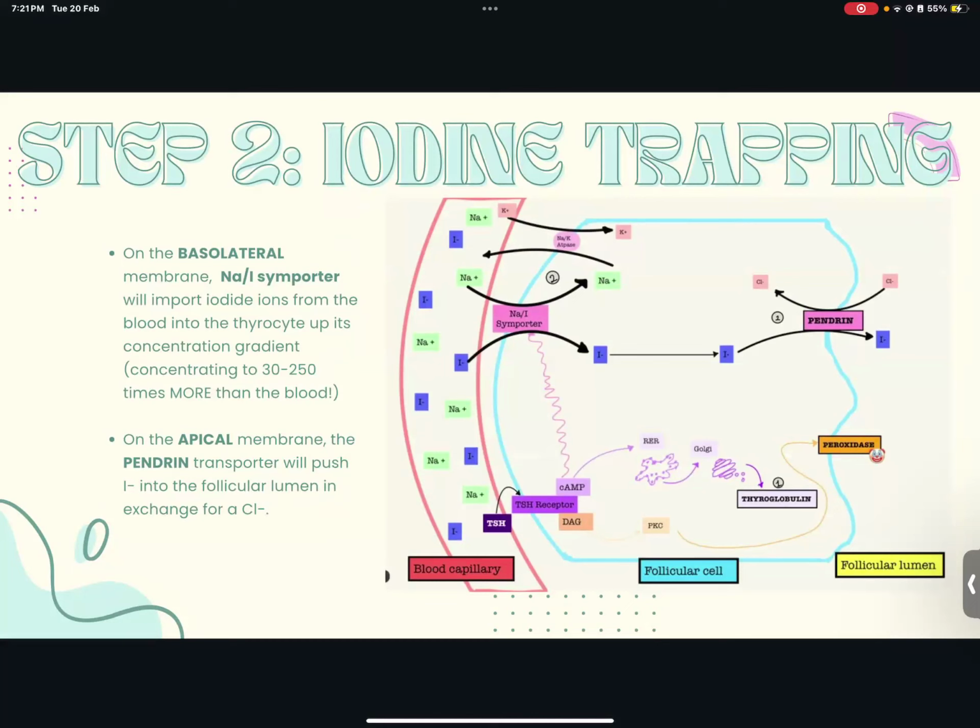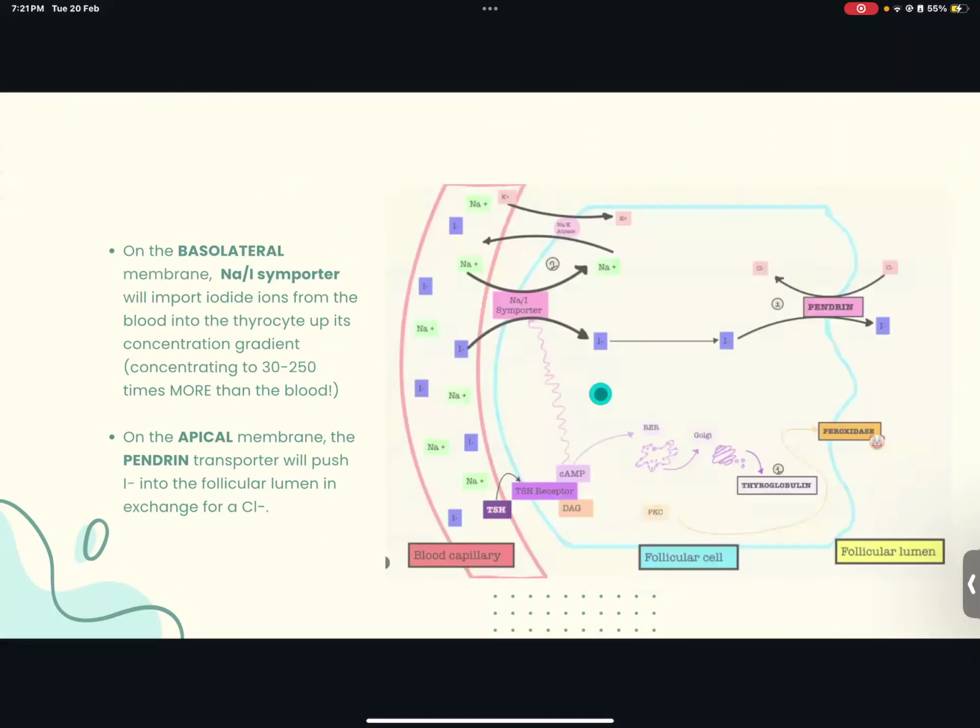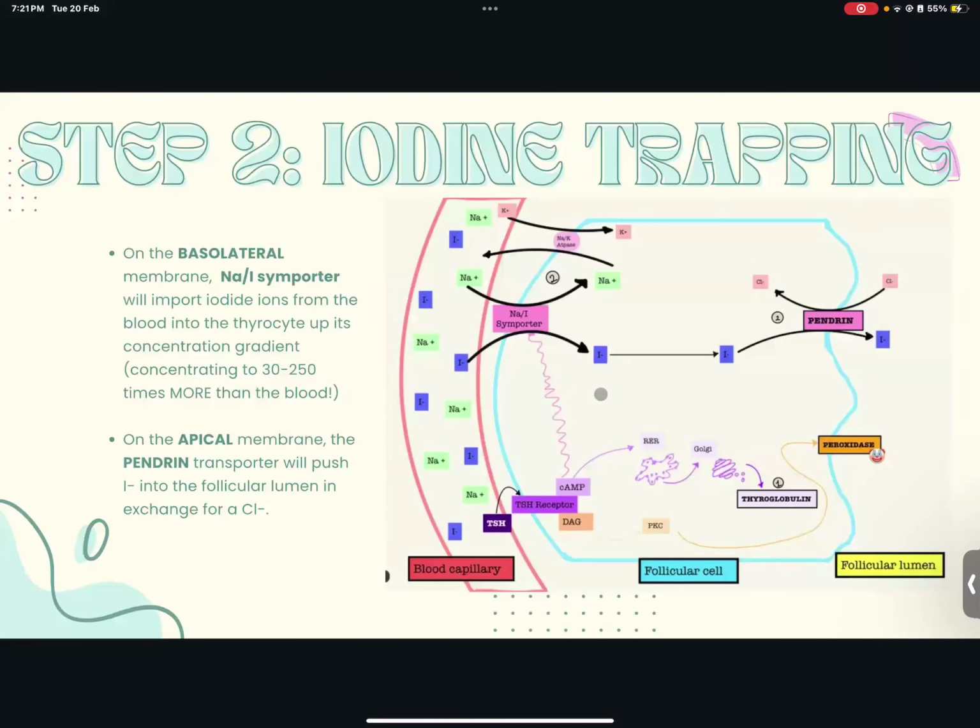Next, we have the second step, which is iodine trapping. Okay, so here on the basolateral membrane, you're going to have an NaI symporter, or in other words, we call it an NIS protein. What it's going to do is take sodium and iodine at the same time and push them inside the follicular cell from the blood. So sodium and iodine from the blood into the cell.